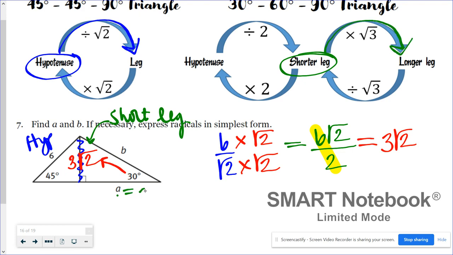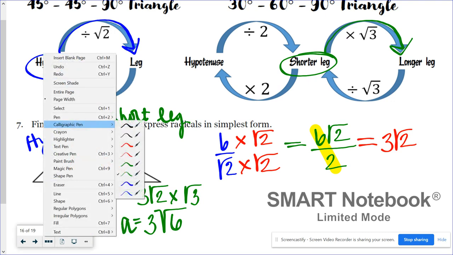So side A is 3 root 2 times the square root of 3. I have a 3 on the outside and the inside. 2 times 3 is 6. So 3 root 6 is the length of side A.